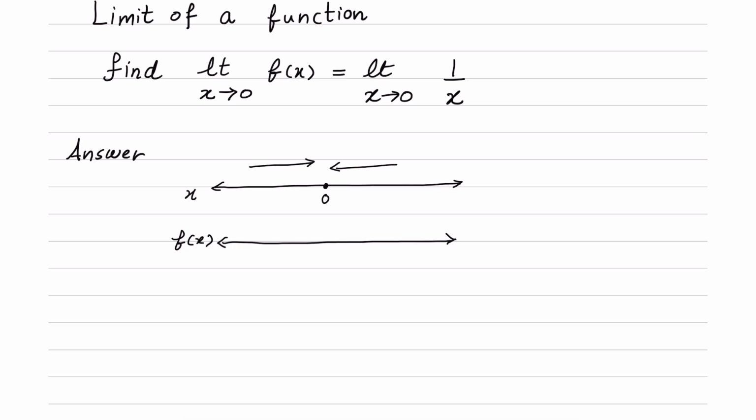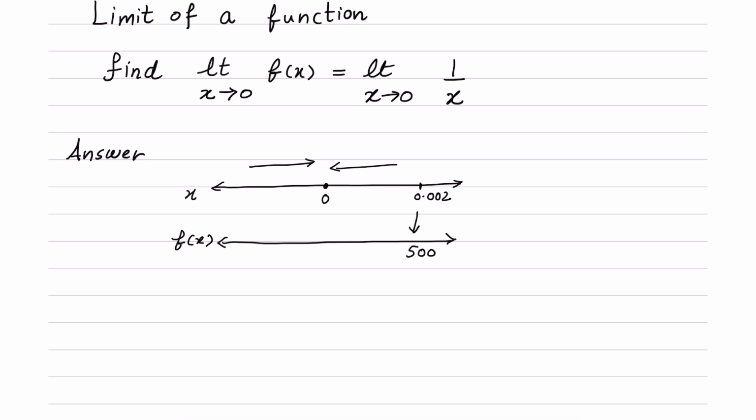Let's say we pick a value closer to 0 but on the right hand side of 0. We pick 0.002. It is closer to 0 but on the right hand side of 0. So when we plug 0.002 as the x value in the function f of x, and in our case the function is 1 over x, we get 500. 1 over 0.002 gives 500.